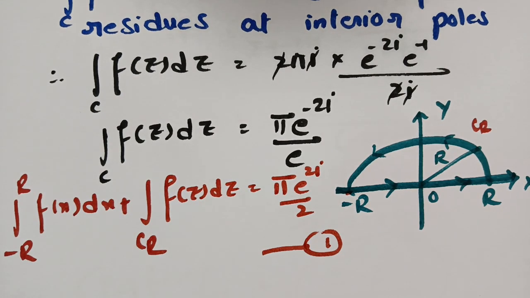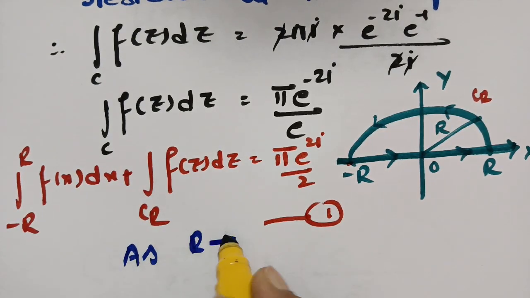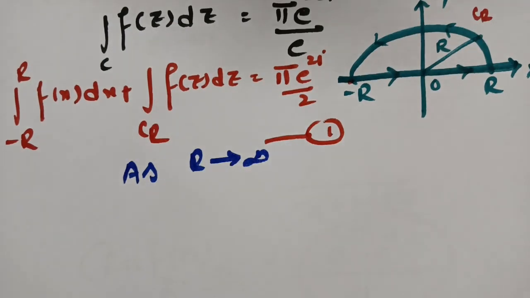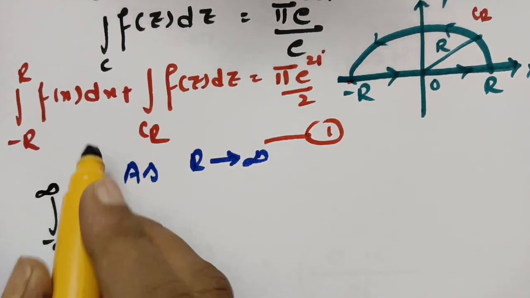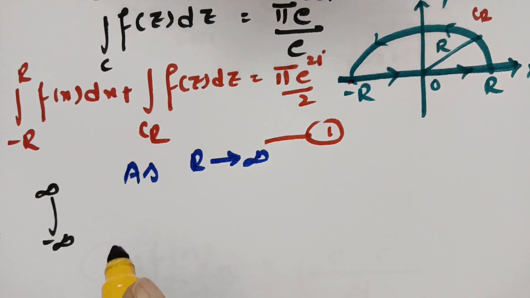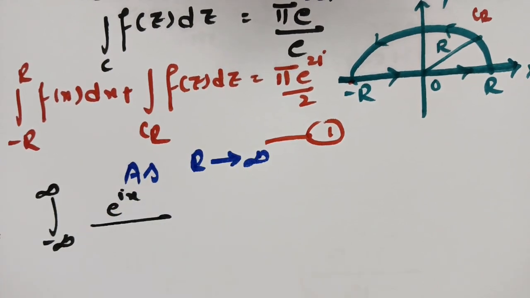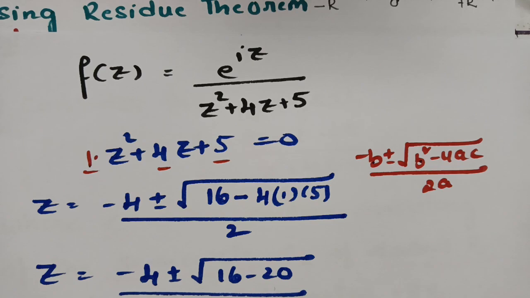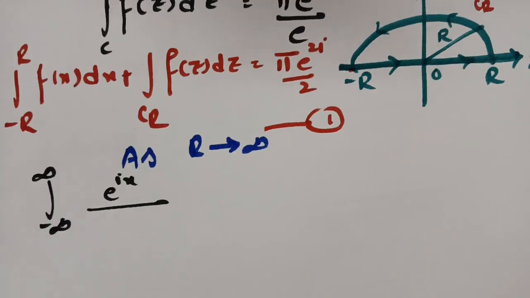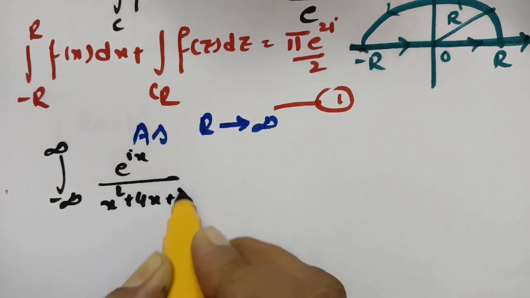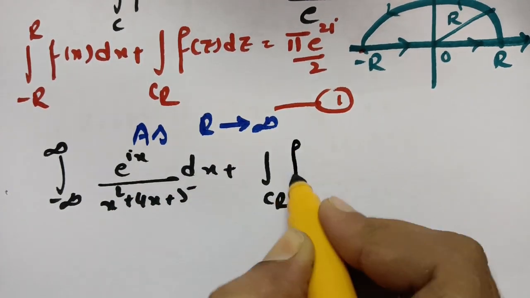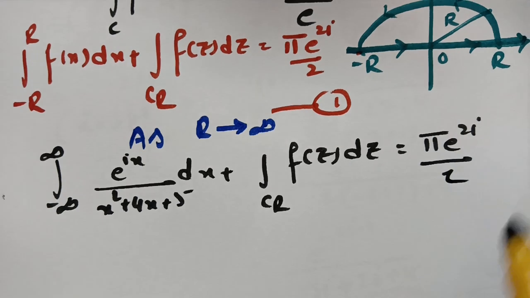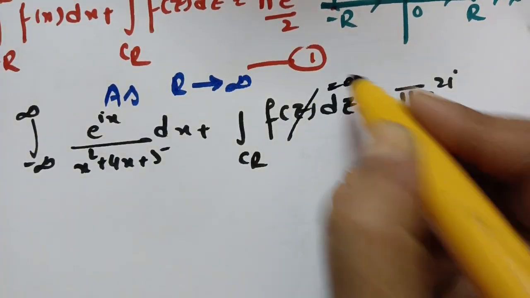And next, as R tends to infinity, this will be the integral from minus infinity to plus infinity of f of x. f of x is nothing but the real part of e power ix by x square plus 4x plus 5 into dx, plus the integral over C_R of f of z dz, is equal to pi e power 2i by 2. And now as R tends to infinity, this value is 0.